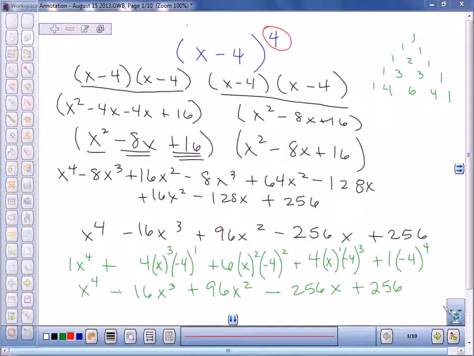Pretty cool, huh? All right, so we're going to go back over how to use Pascal's pretty quickly. So here we have x minus 4 expanded to the fourth power. So that means x minus 4 times x minus 4 times x minus 4 times x minus 4. Yesterday we went over all the steps that would be necessary to turn this into its answer.